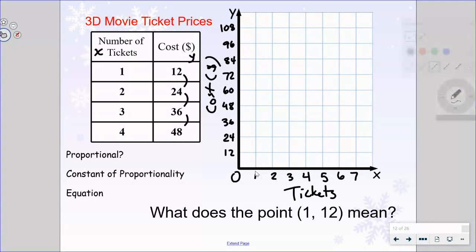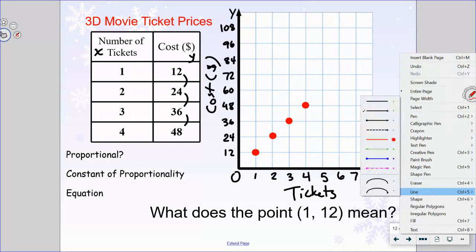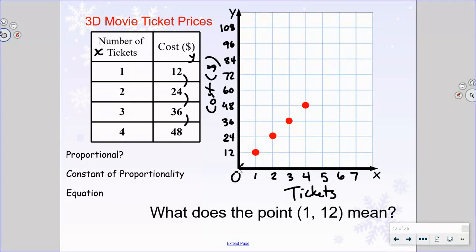Therefore, when we plot our points, we notice that one ticket costs $12, two tickets will be 24, 36, 48, and we assume that the relationship will continue. Therefore, we're going to draw a line through all the points, and if possible, traveling across the y-axis. Is this proportional? Yes, it's a straight line, and yes, it travels through the origin. Therefore, yes, it is proportional.